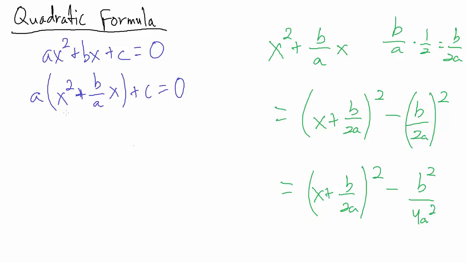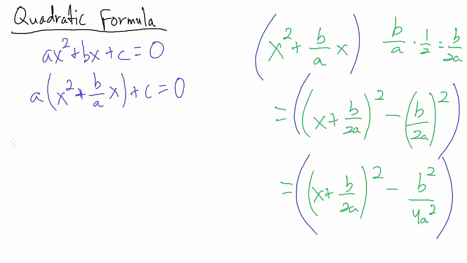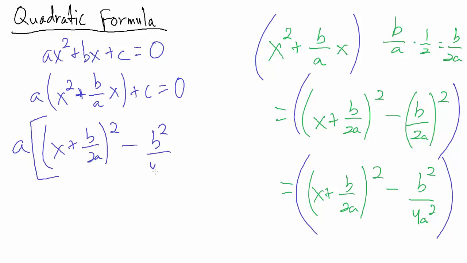Okay, so now we're going to take this and stick it back in here. Notice that we took the expression in the parentheses and worked with it off to the side. So x squared plus b over a times x, this whole thing inside the parentheses, equals this entire thing right here. So now what we have is a times, and I'm going to change to square brackets because we already have parentheses in here, a times the whole quantity, x plus b over 2a, that quantity squared, and then minus b squared over 4a squared. Close bracket, and then we have plus c equals 0.